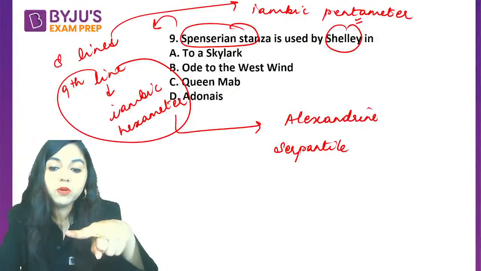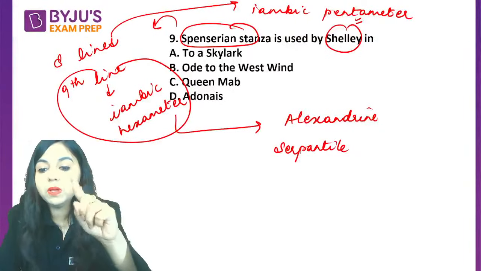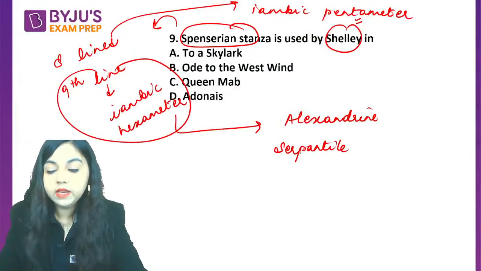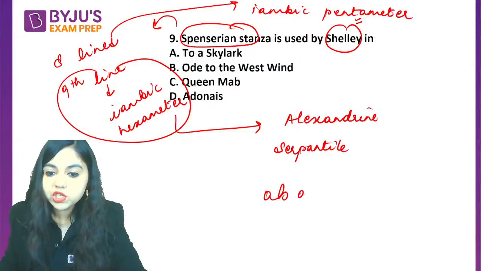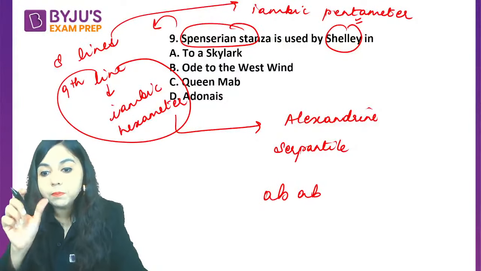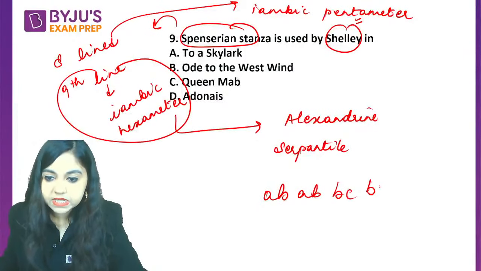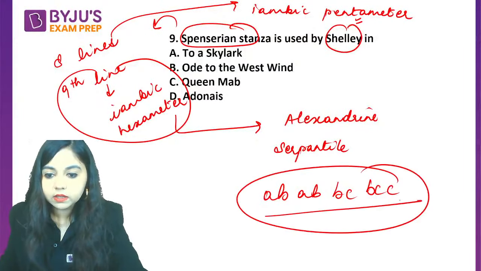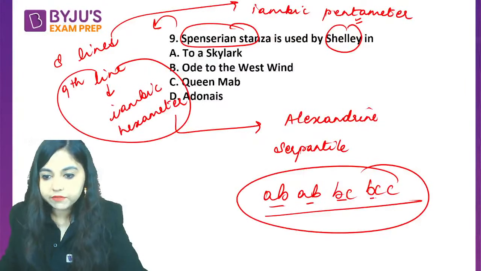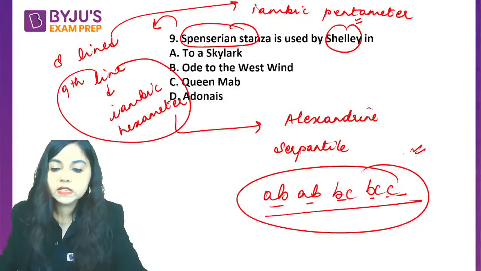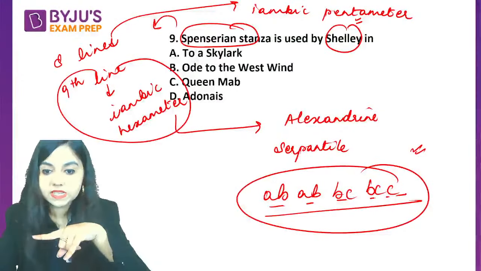What is the rhyme scheme of the Spenserian stanza? It's AB, AB, BC, BCC. Right, AB, AB. So you can just remember it like that. AB, AB, BC, BCC. That is 1, 2, 3, 4, 5, 6, 7, 8, 9. So this is the rhyme scheme that you have in the Spenserian stanza form.